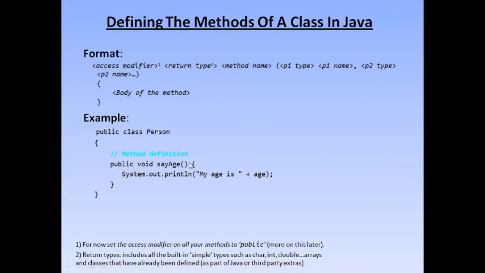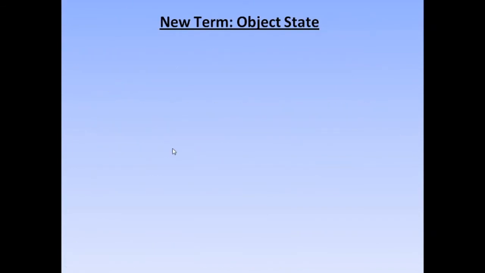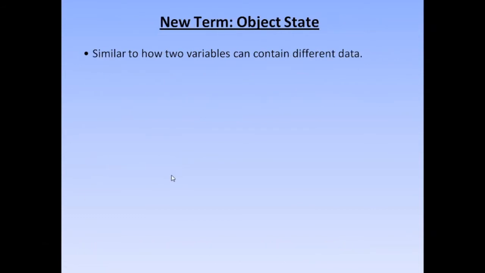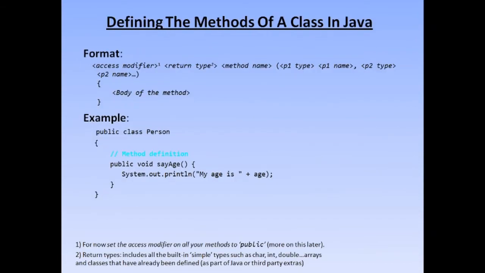Inside the body, that is inside the curly braces, I am writing System.out.println "my age is" plus age. Now this age is the attribute inside the person class. It's not shown here, but as you can see in the previous slide, this person class also has an attribute called age. So now the method say age is defined and given its body, and System.out.println is going to print "my age is" followed by whatever age the object has in its attribute age.